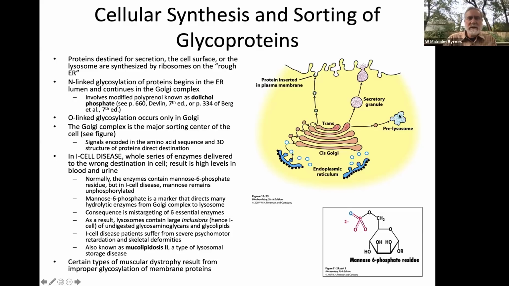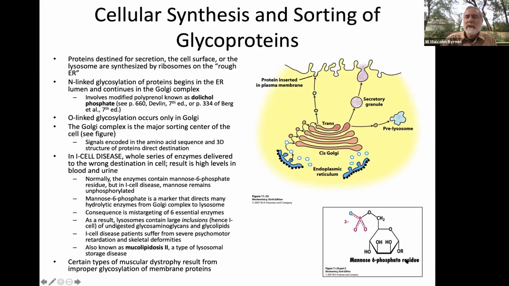And it's called I-cell because the lysosomes have inclusion bodies within them, okay? Inclusion bodies, so it's called I-cell disease. Now, all sorts of really bad things happen, okay? There's severe psychomotor retardation and skeletal deformities as a result. The disease is known as mucolipidosis type 2. It's a type of lysosomal storage disease. Certain types of muscular dystrophy, by the way, also result from the improper glycosylation of membrane proteins.